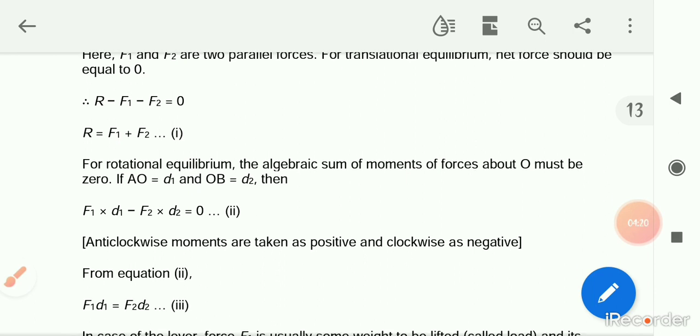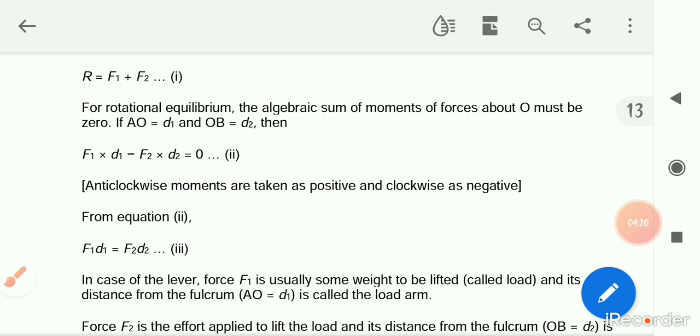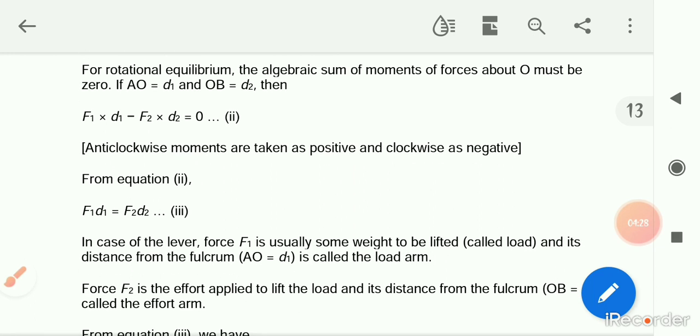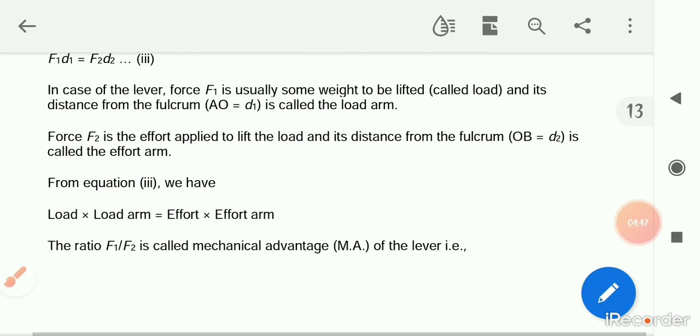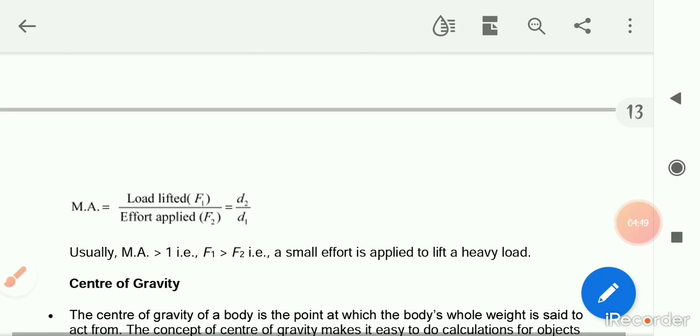We are taking anti-clockwise moment as positive and clockwise moment as negative. So that is F1 D1 equal to F2 D2. Here you can remember like that: sum of clockwise moment is equal to sum of anti-clockwise moment. Weight W1 into D1 equal to W2 into D2. Load into load arm equals effort into effort arm. This is the mechanical advantage of a lever.